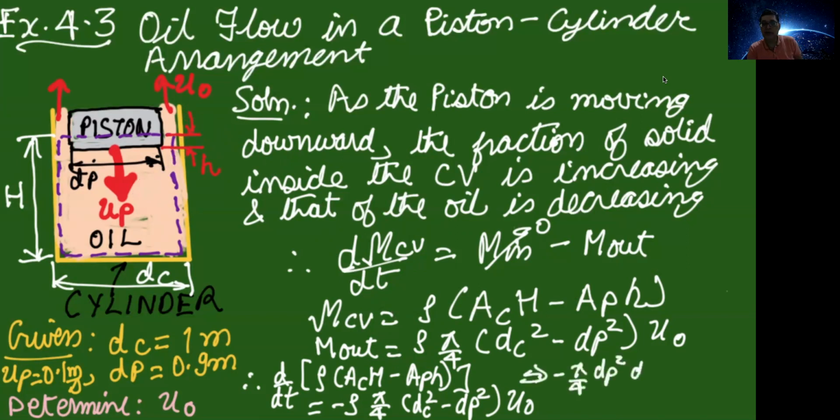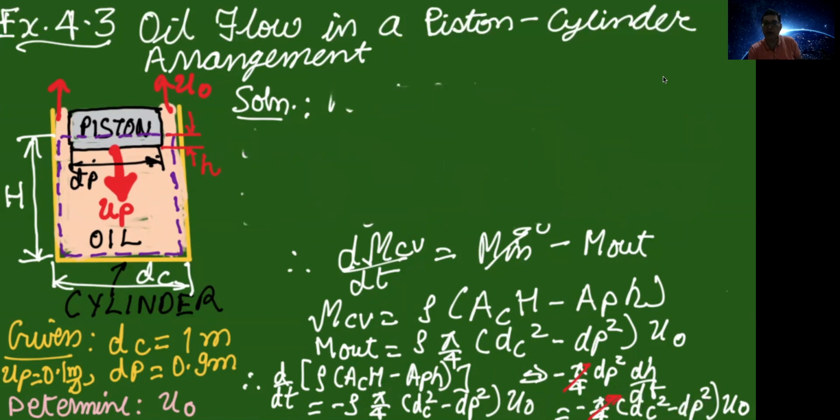So Ap is given as pi by 4 dp square. As I said, Ap will come out, so you get minus Ap dh by dt. Here Ap is written as pi by 4 dp square, and this is dh by dt. On the right hand side, the density cancels with the density on the left hand side. And here you get pi by 4 dc square minus dp square into u naught. And as I said, dh by dt is up.